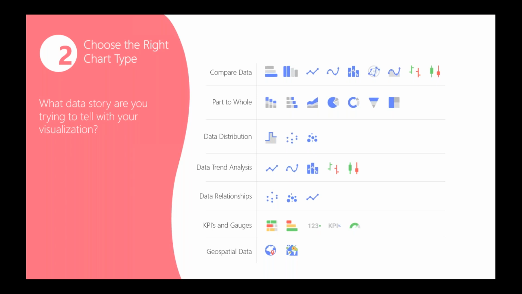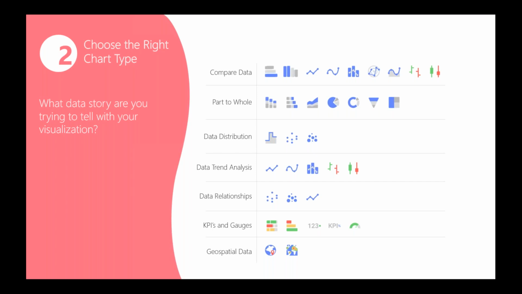And I go back to, what story are you trying to tell with your data? Are you trying to compare data? Are you trying to show data as a part to a whole, like out of 100%, here's the breakdown within that? You know, should I use a pie chart, a tree map, a funnel chart? Am I showing data distribution through like a scatter chart or like a bubble chart that has a bubble size as a dimension to that? Am I doing trend analysis?